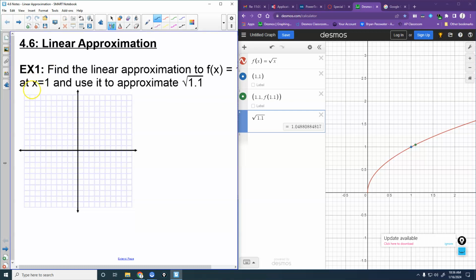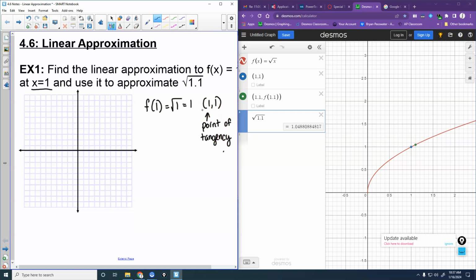Like at this point, we're looking where x equals 1. So what would we do with that 1 to find that point on the original graph? Plug it into the original, right? So we would have to do f of 1, and that would be the square root of 1, which would just be 1. So that would tell us (1, 1) is our point of tangency. Right? So that's the first thing we have to find. We have to have the point on the graph.